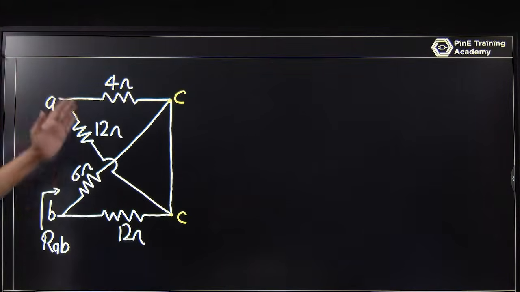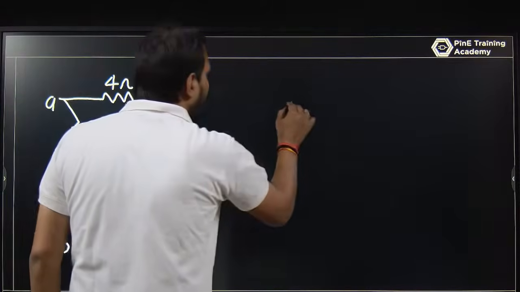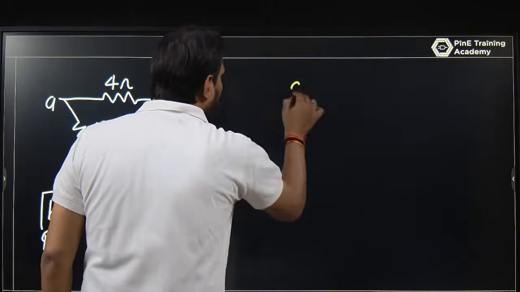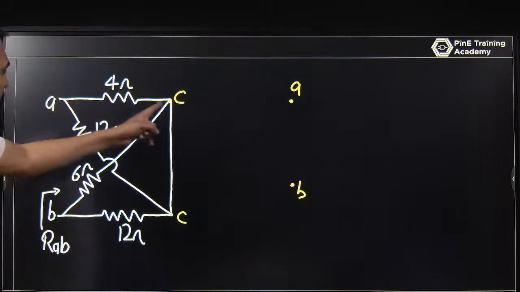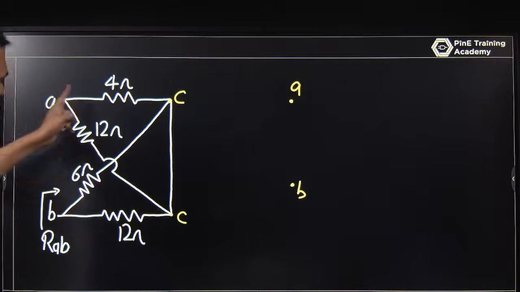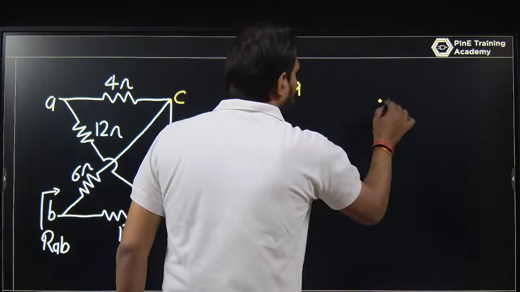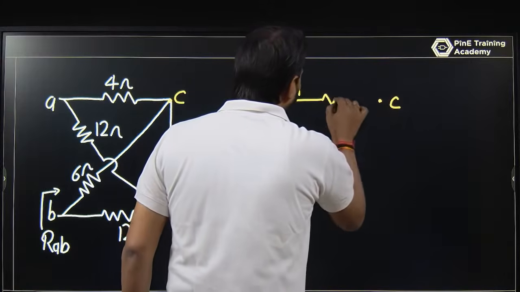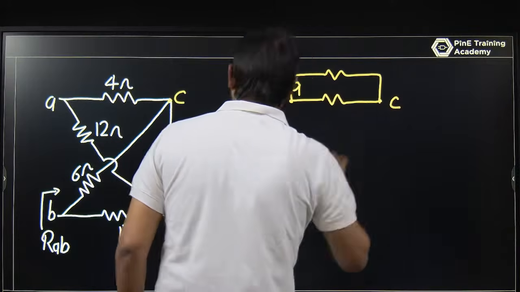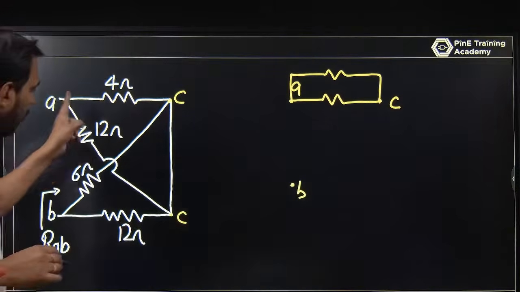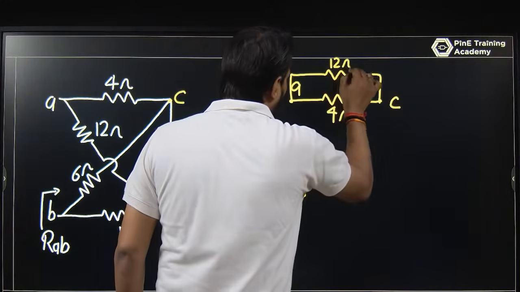So you have A, you have B, you have C. Just solve that in a simple way. In between A to B, you have A to C. You have a 4 ohm and a 12 ohm in between A to C. So let this be point C. A to C is 4 ohm, A to C is 12 ohm. So this is 4 ohm, this is 12 ohm.